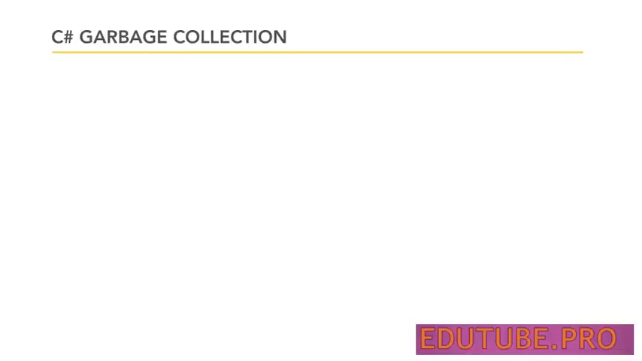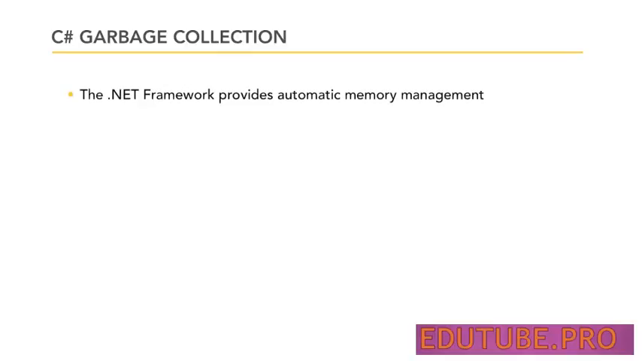Earlier in the course, you may have heard me refer to C# and .NET as a managed code environment. What that basically means is that the .NET framework provides automatic memory management for you. You, as the programmer, are not responsible for freeing up the memory that your program's objects use during the course of the running of your program.